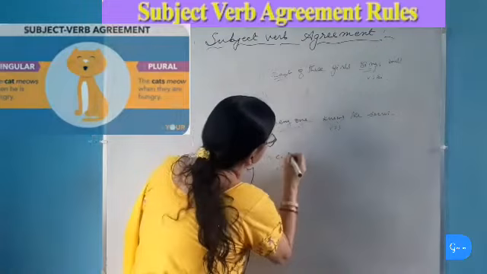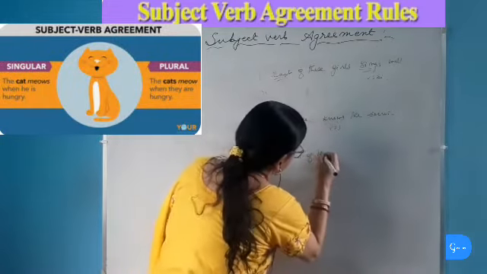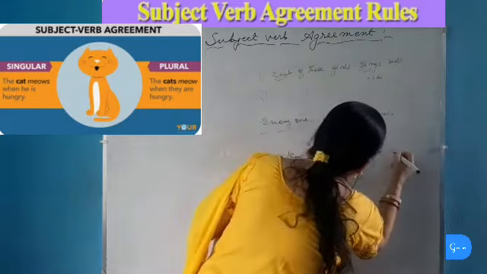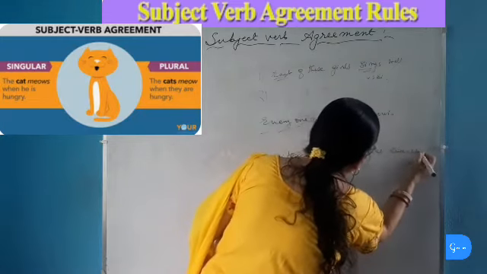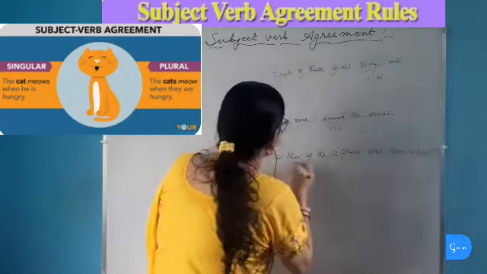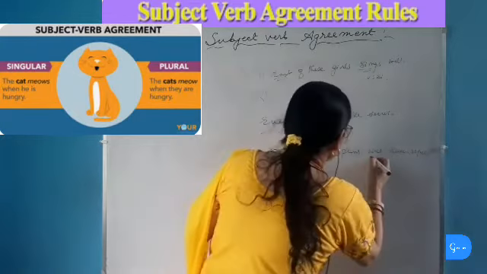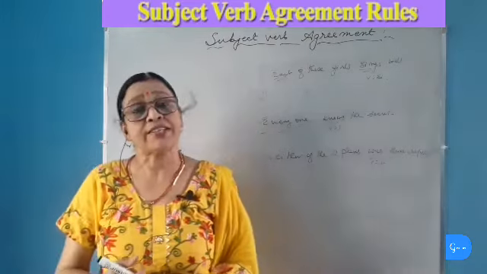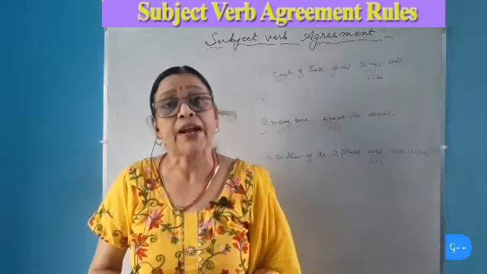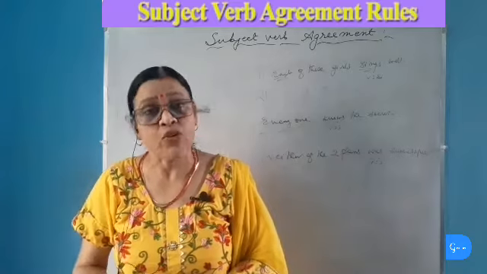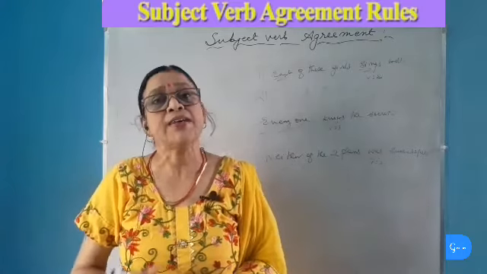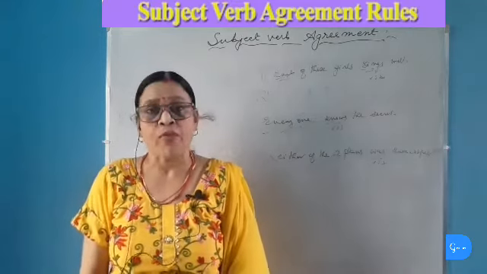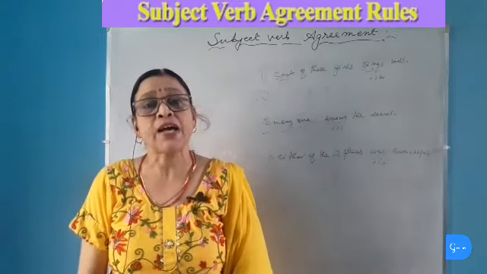Neither of the two plans was successful. As the sentence contains neither, it takes a singular verb. Thus we can see when the sentence contains each, either, every, everyone, anyone, neither, then it takes a singular verb. Next point: some nouns are singular in form but plural in meaning and take a plural verb.